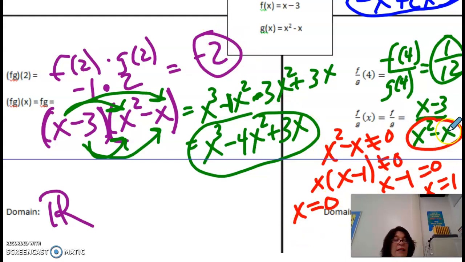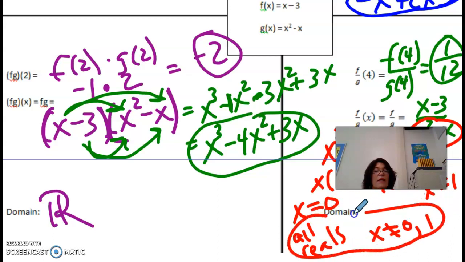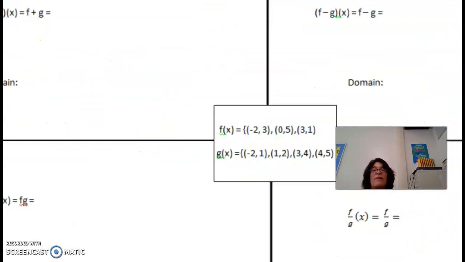If I put 0 in for x, I get 0 minus 0. That's 0 on the bottom. Can't have that. If I put 1 in for x, 1 squared minus 1, 1 minus 1 is 0. You can't have that. So the domain is all reals except, let me move my head, x cannot be 0 or 1. Okay, anything else is fine. All reals except 0 and 1 would be the domain for that. Okay, that's how you add, subtract, multiply, and divide, guys.